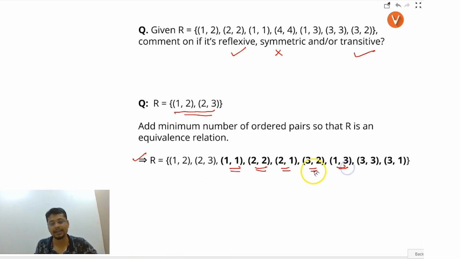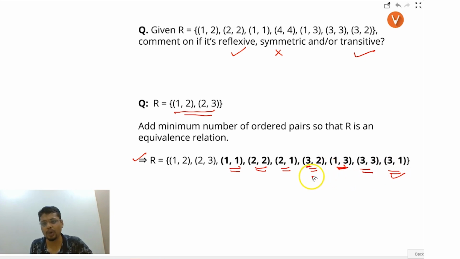So 1 comma 3. Here, let's revisit the reflexive part. 1 comma 1, 2 comma 2, 2 comma 1, 3 comma 2. So 3 comma 2 is there, which means 3 comma 3 should also be there. It's there. Till now, it is reflexive as well as symmetric. No, it is not symmetric. Why? Because 1 comma 3 is there, 3 comma 2 is there, 2 comma 3 is there. But what about 3 comma 1? 1 comma 3 is there, so 3 comma 1 should also be there, so that it is symmetric.